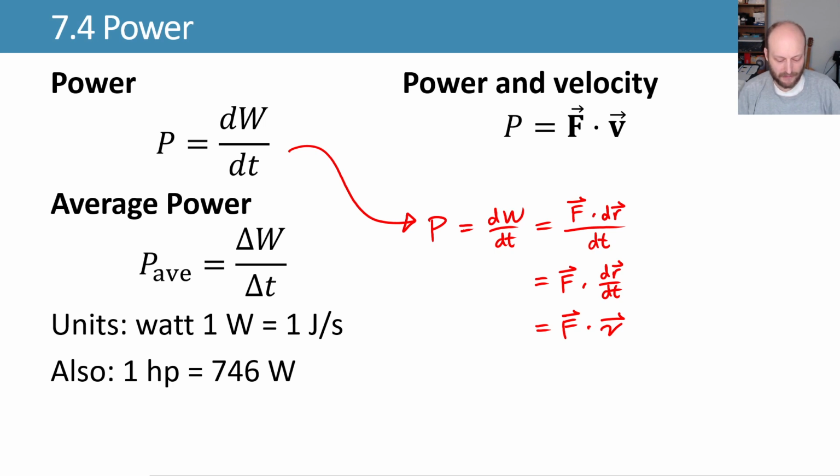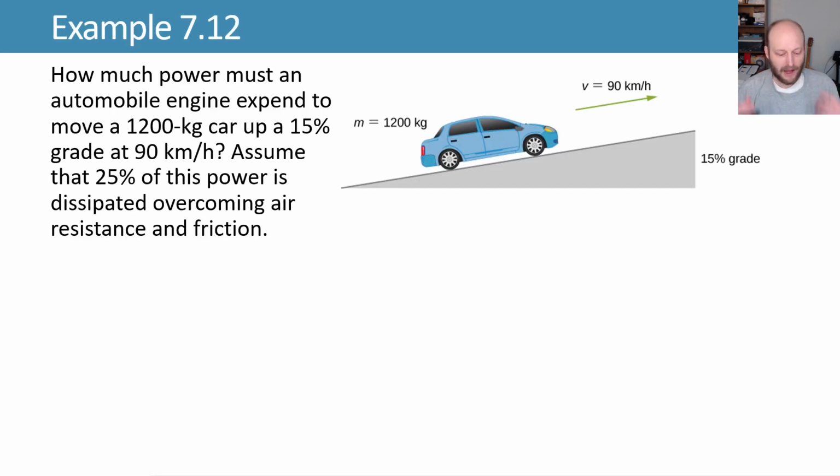Let's do an example to see if we can do something useful with this. How much power must an automobile expend to move a 1,200 kilogram car up a 15% grade at 90 kilometers per hour? Assume that 25% of the power is dissipated, overcoming air resistance and friction.